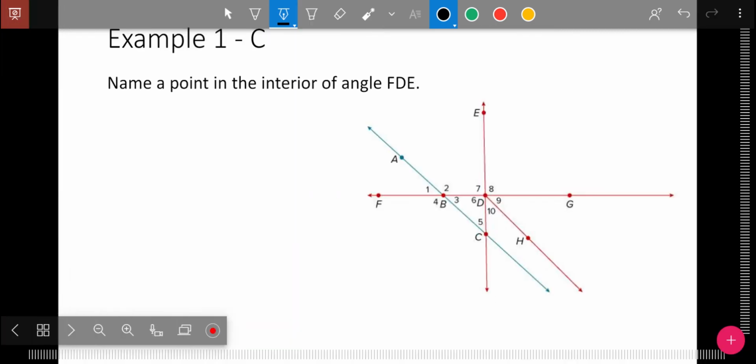Next part of this example says name a point in the interior of angle FDE. Well, first let's look at where the heck is angle FDE. FDE is right here. And so the only point on the inside of that angle is point A. So A is the point on the interior of angle FDE.